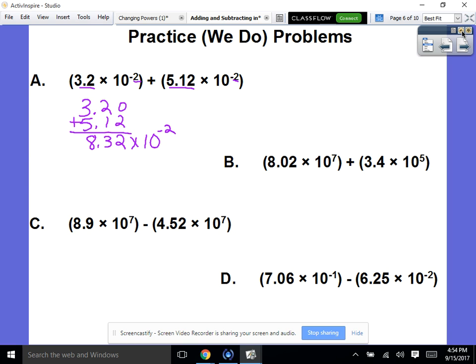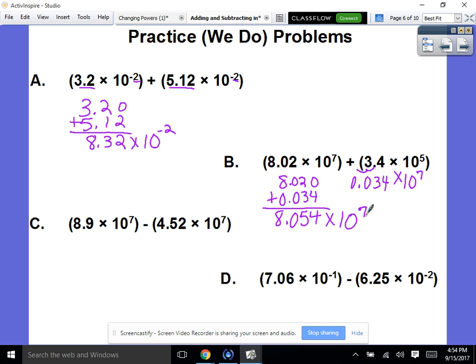I can move this out of the way so I can see the problem. All right, so we're going to change this one, the smaller exponent, to be bigger. So if we make it 2 bigger, we have to make this 2 smaller. So now I have 8.02 plus 0.034 to add. 2 and 3 is 5, 0, 8, 0. And we changed the power to 7, so this is a power of 7.